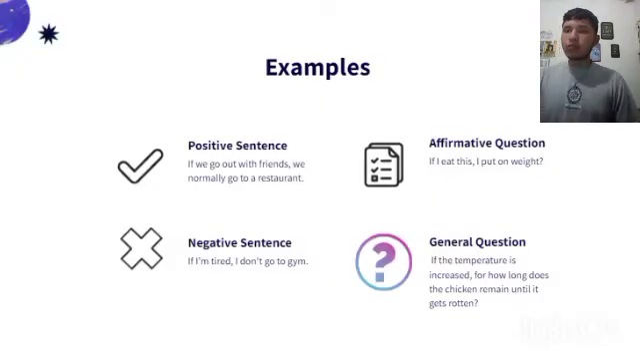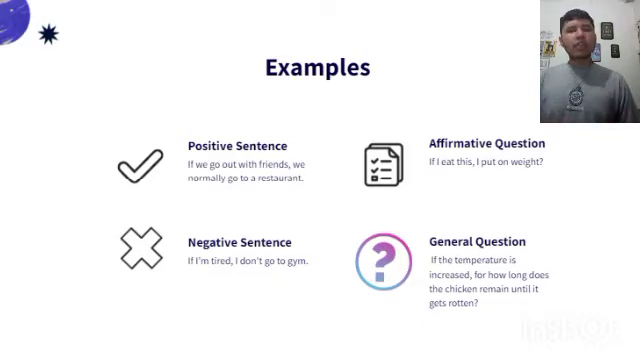In these examples, we have a positive sentence. If we go out with friends, we normally go to a restaurant. So going to the restaurant only happens, or always happens, when those persons go out. The condition is going out, and that makes it 100% sure they go to a restaurant because that's their habit. In a negative sentence: if I'm tired, I don't go to the gym. In this case, we're talking about a condition that, when it happens, forbids the other from going through. Affirmative question: if I eat this, I put on weight.